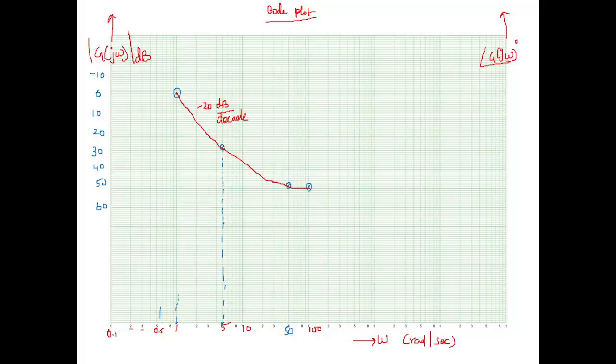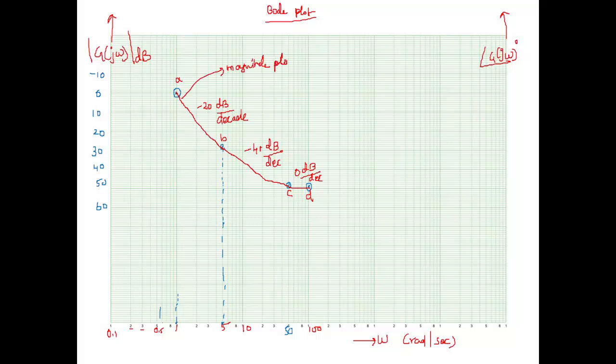Similarly, if you want to move from omega C1 to omega C2, you have to move with a slope rate of minus 40 dB per decade. Similarly, if you want to move from omega C2 to omega H, then you have to move with 0 dB per decade slope, right? This is what you have to do. So this is A, B, and this is C, and this is D. Now the magnitude part is over, so you can give a name called magnitude plot.